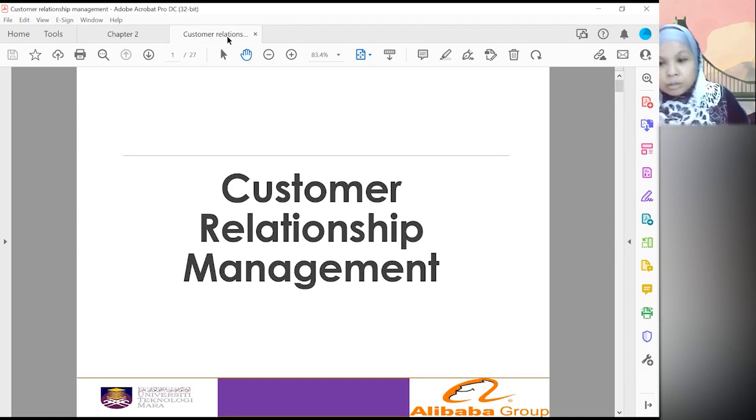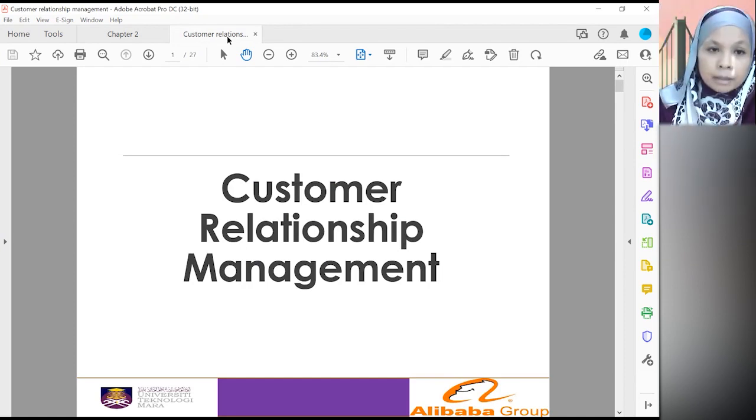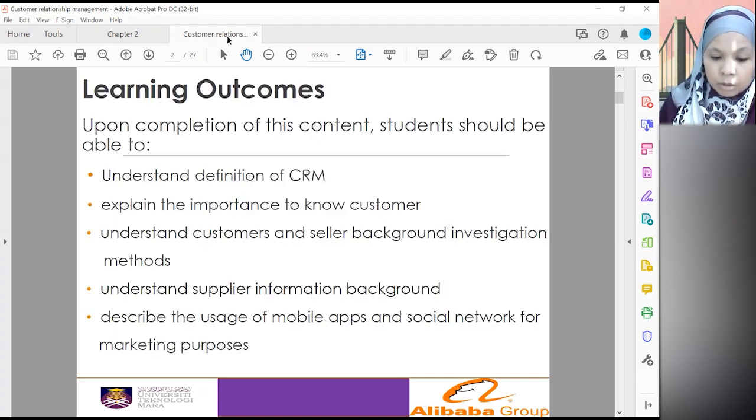Alright, so let's move on to another part of chapter 2, B2B is CRM, Customer Relationship Management. So basically, for this chapter, you should understand the definition of CRM. Why is it important for you to understand your customer? What are the methods for you to investigate customer and seller? Because we are doing e-commerce kan, we do not see them depan-depan. So how do we trust them? By doing investigation background, and then understand supplier information background, and maybe use mobile apps and social networks for marketing purposes.